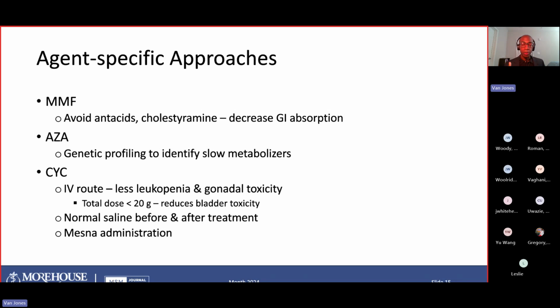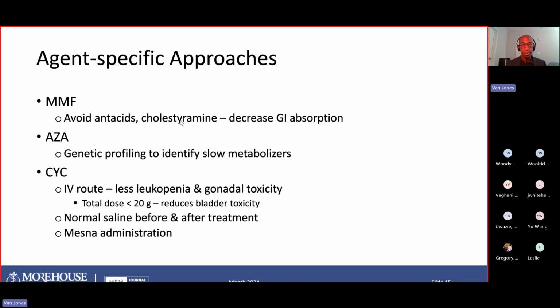The authors also mentioned some approaches to some of the agents specifically. For mycophenolate, they suggest avoiding antacids and cholestyramine. That would decrease the GI absorption, so the patient who's taking them wouldn't see the full benefits. For azathioprine, they recommend genetic profiling to find people who metabolize this agent more slowly. This is not a widely used routine, but the authors proposed this because everyone metabolizes drugs differently. So people who metabolize it more slowly might see either an increase in benefit or an increase in side effects.